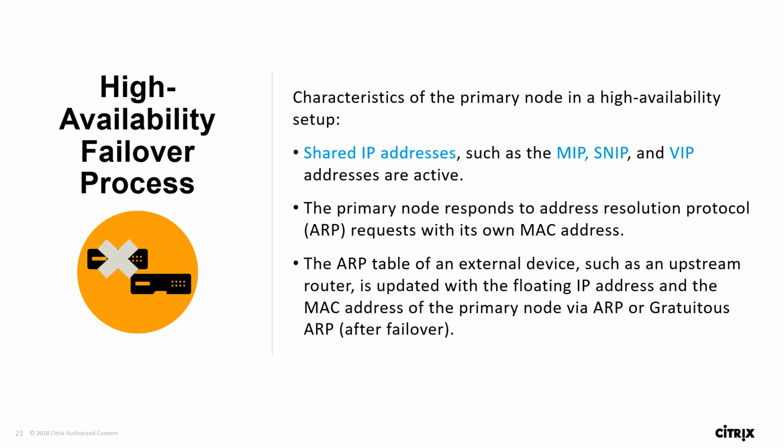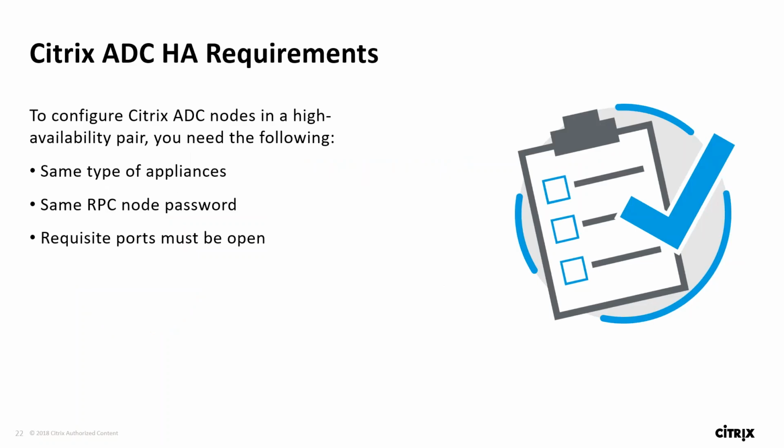The primary node responds to Address Resolution Protocol, ARP, requests with its own MAC address. The ARP table of an external device, such as an upstream router, is updated with the floating IP addresses and the MAC addresses of the new primary node, and all of this is done via the gratuitous ARP update after a failover event. To configure Citrix ADC nodes in a high availability pair, you need the following.